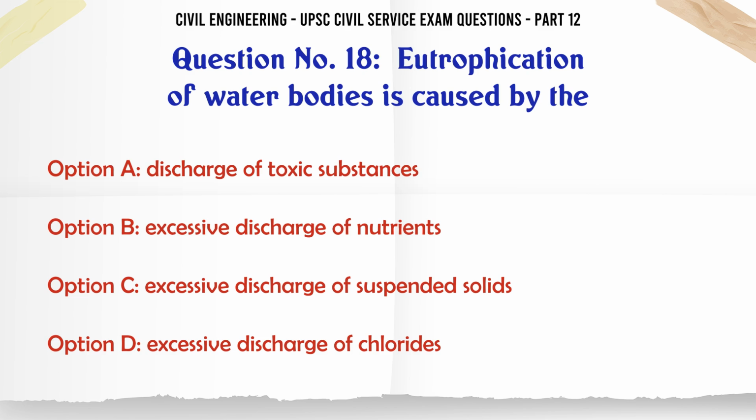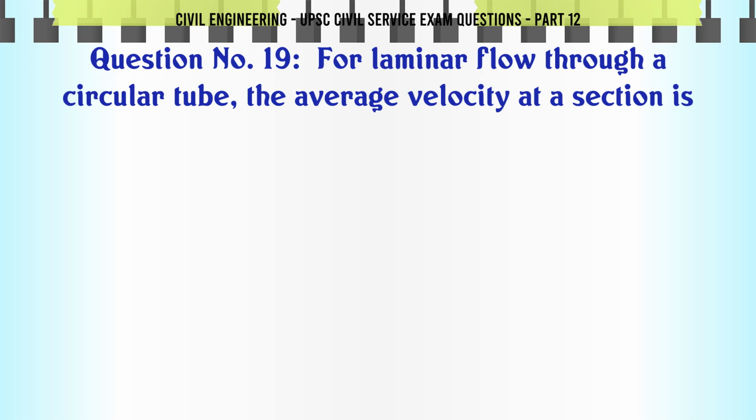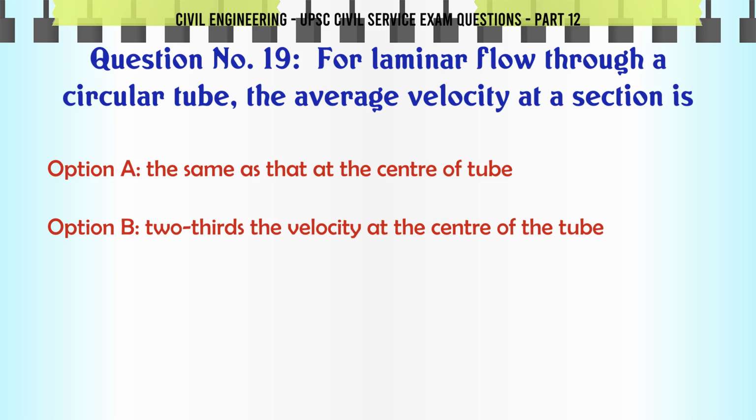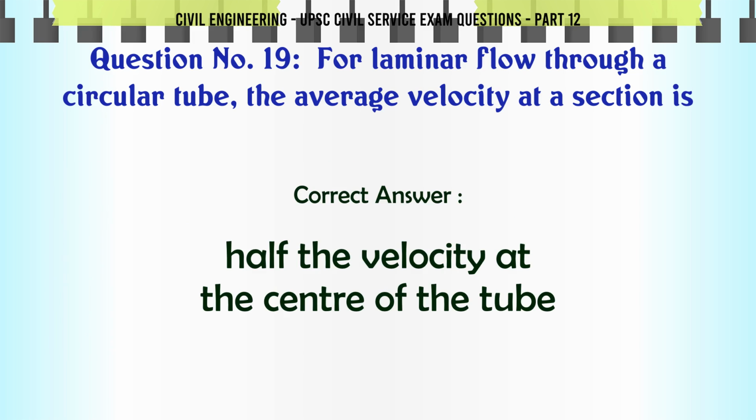Excessive discharge of chlorides. The correct answer is excessive discharge of suspended solids. For laminar flow through a circular tube, the average velocity at a section is: A. the same as that at the center of the tube, B. 2/3 the velocity at the center of the tube, C. half the velocity at the center of the tube, D. dependent on the pressure at the section. The correct answer is half the velocity at the center of the tube.